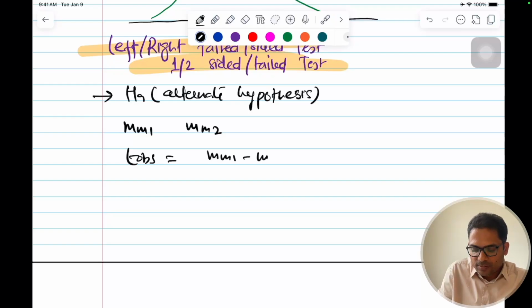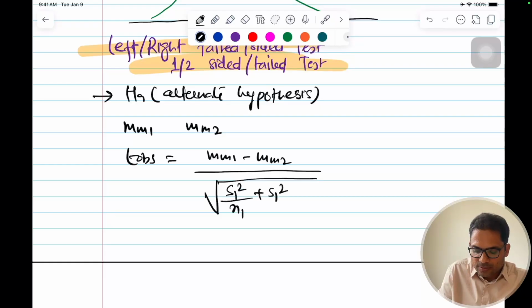Mean recovery time of medicine 1 minus mean recovery time of medicine 2, divided by the square root of s1 squared by n1 plus s2 squared by n2. This was my t observed.